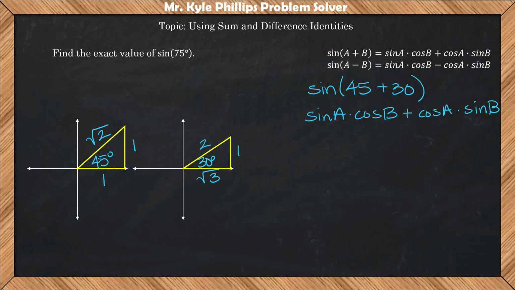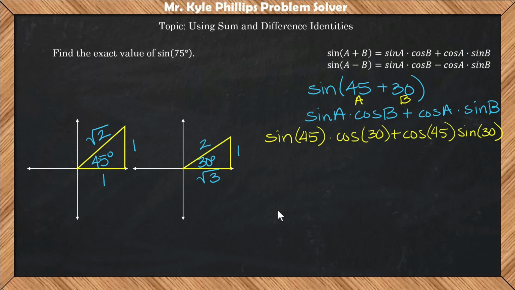Now, what I want to do here is assign this 45 the variable A and this 30 the variable B, and I'm just going to plug these values into my equation here. So I would rewrite this as sine of 45 times cosine of 30 plus cosine of 45 times sine of 30. There we go.